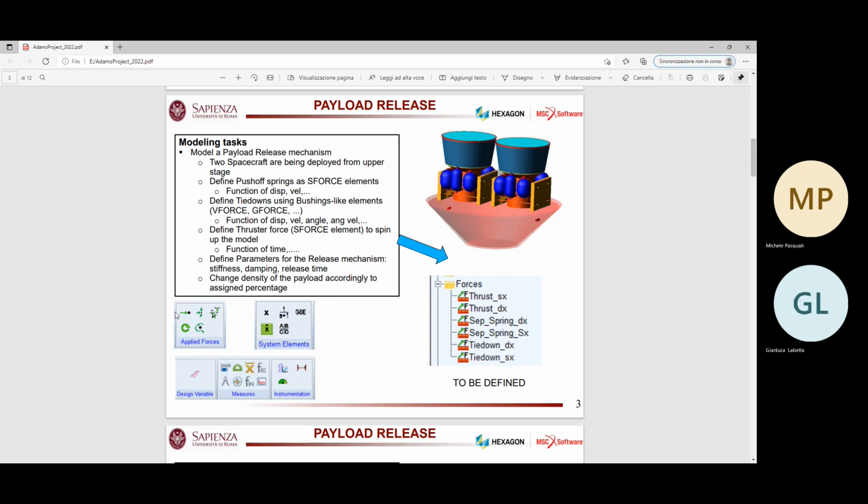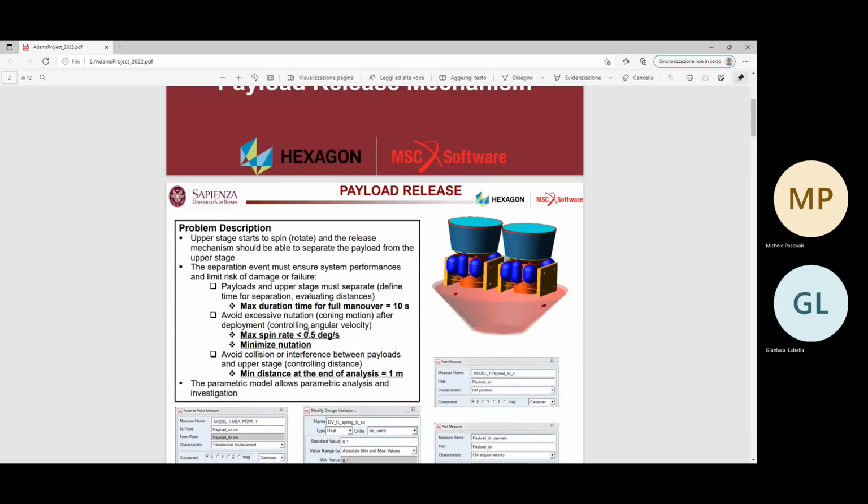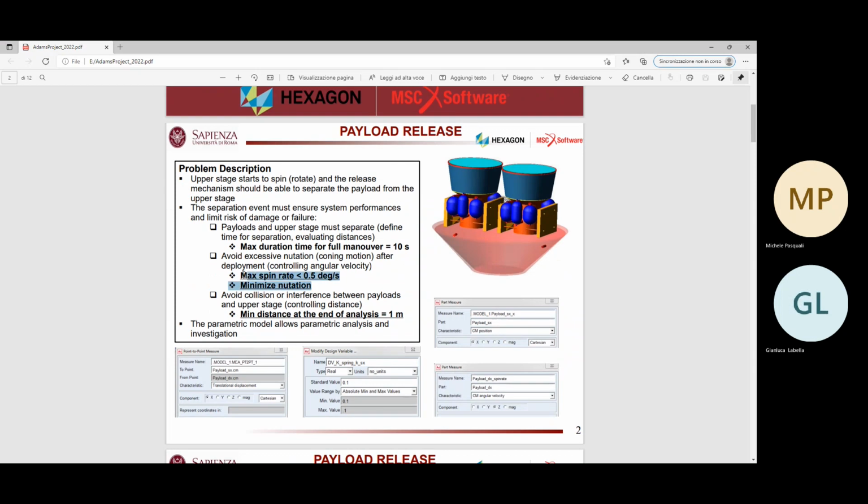What do you mean by minimize nutation? Well, nutation meaning it's the spin, the spin rate and also the angle itself. So you have to maintain the orientation, and in case of spin, this change of spin must be minimized. Both the velocity and the angle must be minimized. It has to retain as much as possible the initial orientation of the payload I'm talking about.